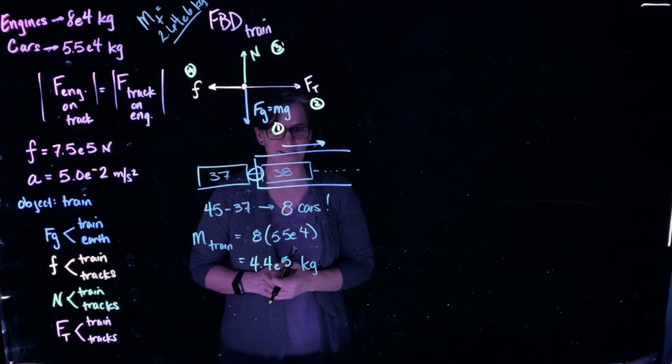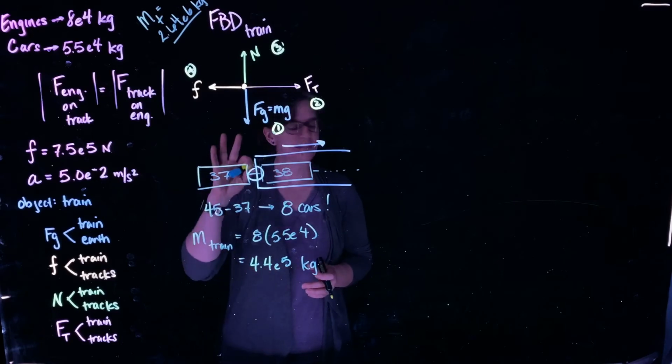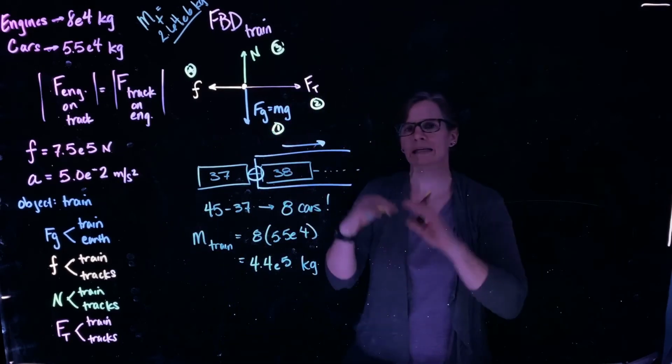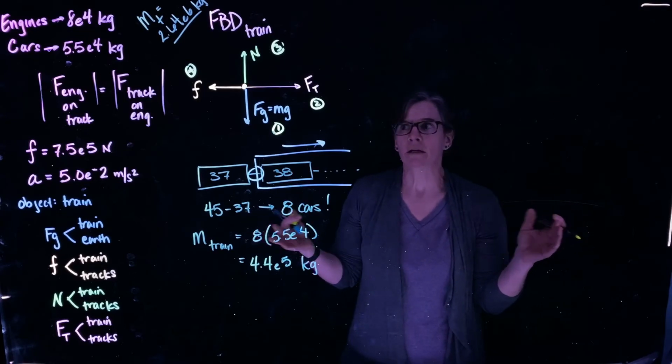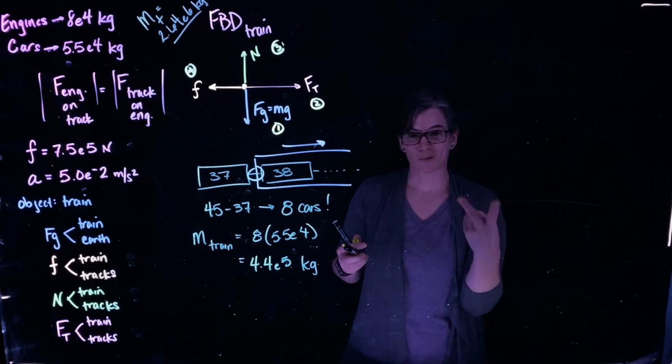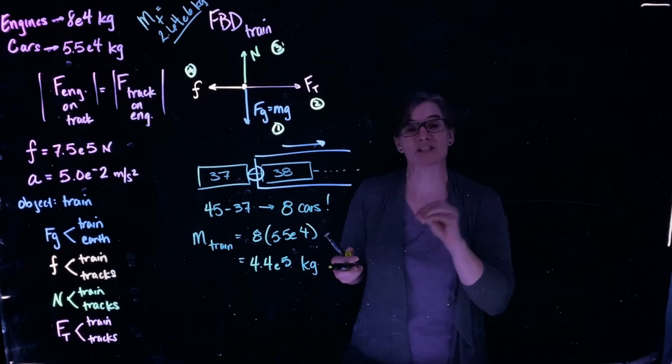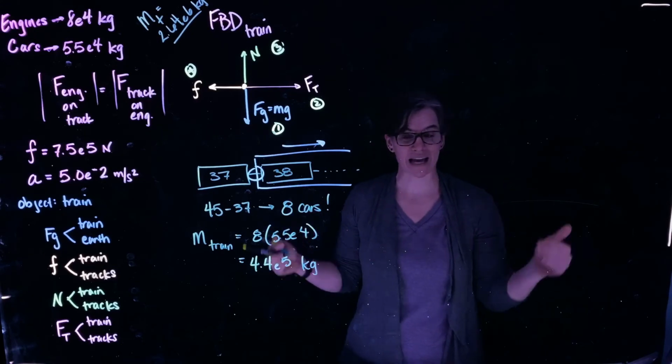Okay, step 1, that's the first assumption. We said the second assumption is that friction is evenly distributed among all the cars and the engines. Well, there are 45 cars and 2 engines, so that friction is distributed among 47 items.